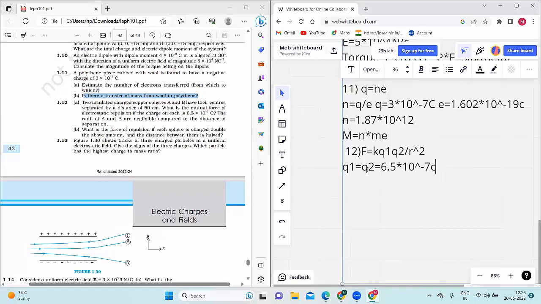And the distance between them, R, is given as 50 centimeters. We will proceed with the SI unit, so 0.5 meters. By solving this, we will get the force as 1.521 into 10 power minus 2 Newton.